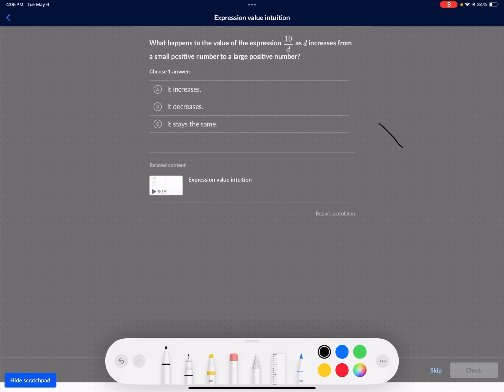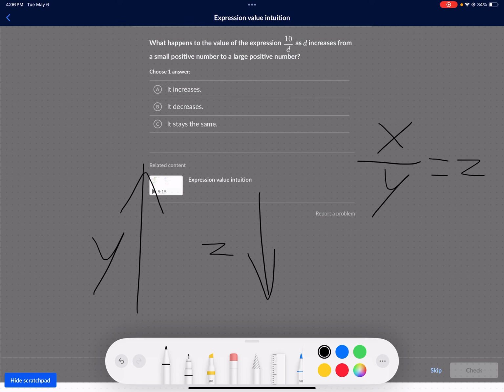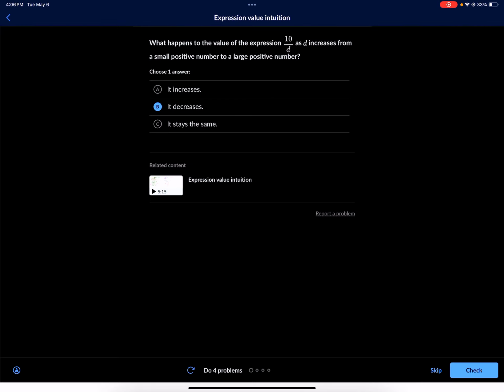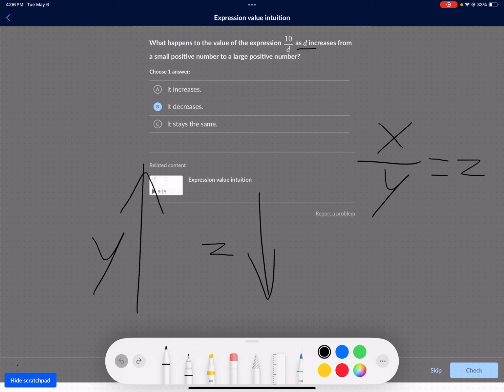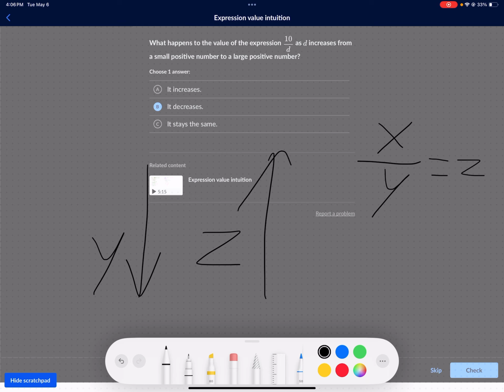let's take a look at it in simpler terms. As y increases, the denominator, the actual value will go down. So let's just say x over y is equal to z. As y increases, z decreases. So when d decreases, our imaginary number is going to decrease, as it is here. So it's B. Now, if it was vice versa, and y decreased, then z would increase.